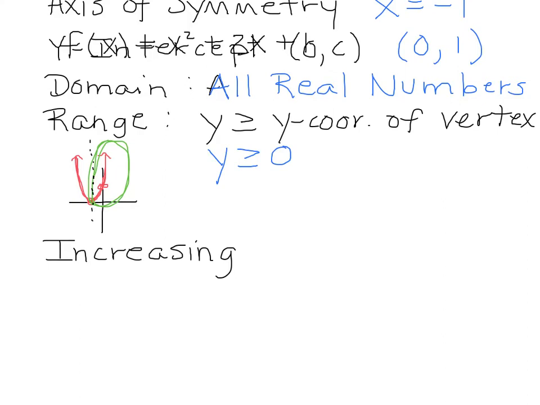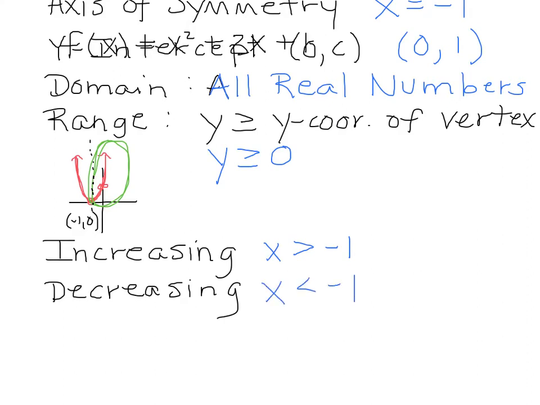So if that point is negative 1, 0, for increasing, we're talking about all the x's that are greater than negative 1. Not equal, because at negative 1, it's turning around. It's not going up or down. It's that vertex or turning point. Now decreasing would just be the other side. So the left side, which means that we're talking about all the x's less than that same number, negative 1.